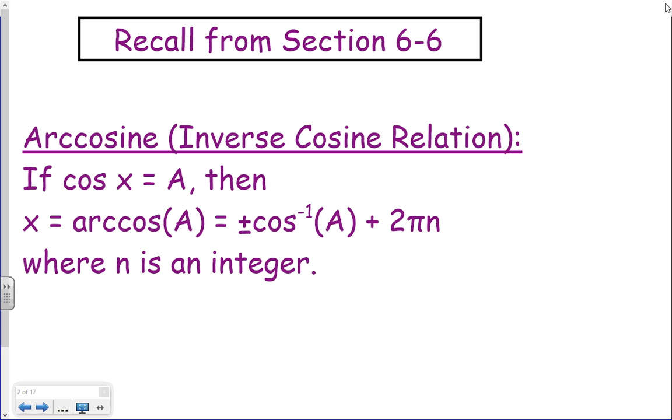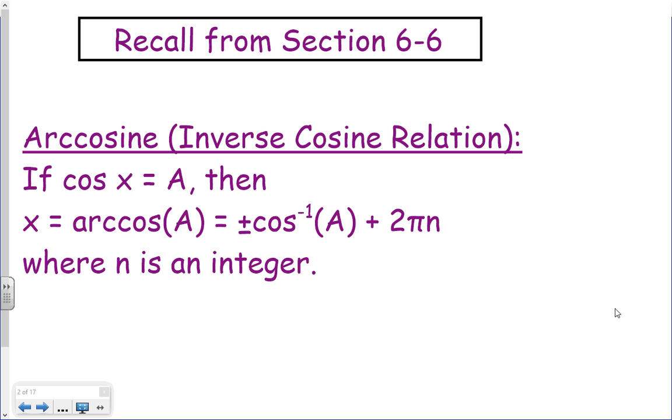All right, so let's start out with a little refresher here from section 6.6 actually. If you need to go back and check over your notes to refresh your memory, or go back over the video that you've watched already, or maybe even look over some of the problems from your assignment, then do so.